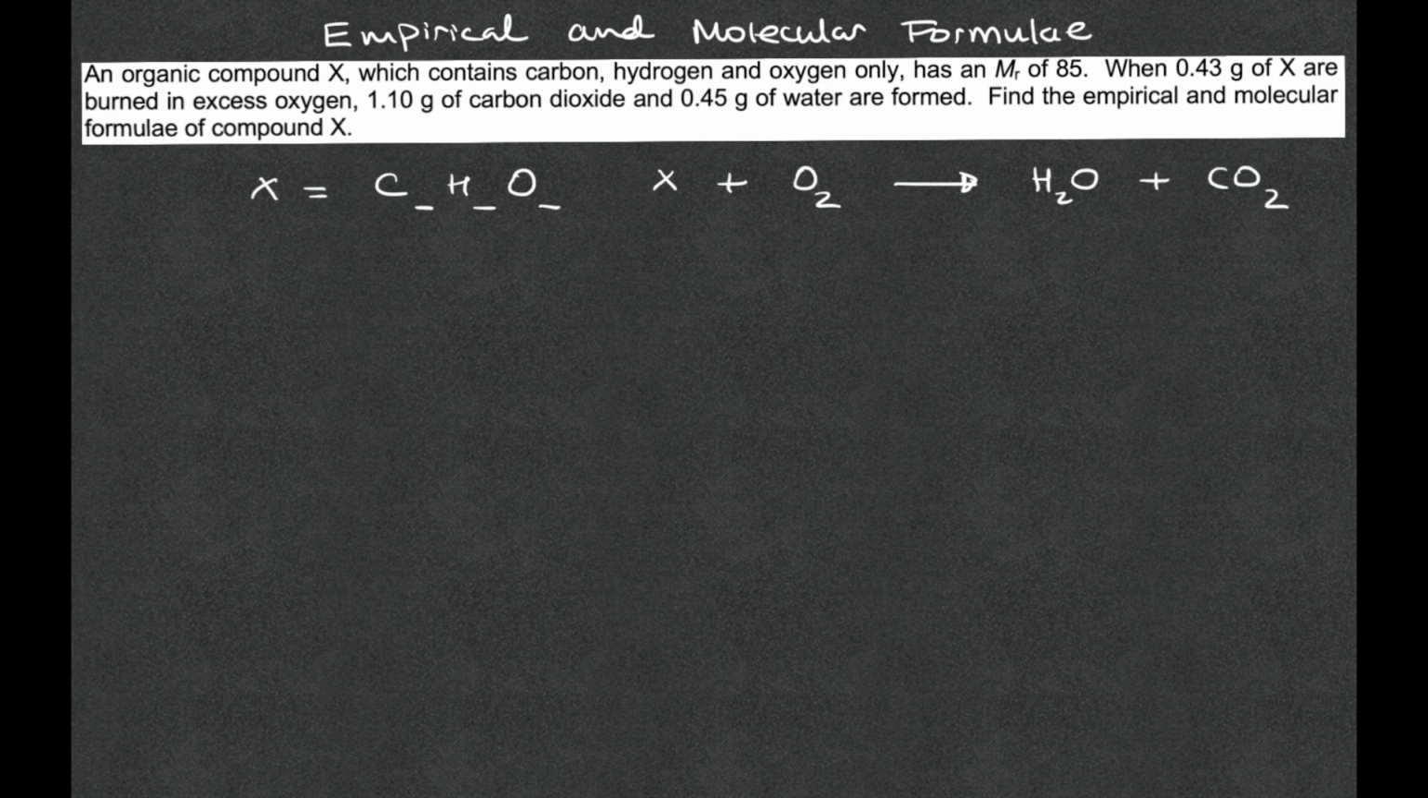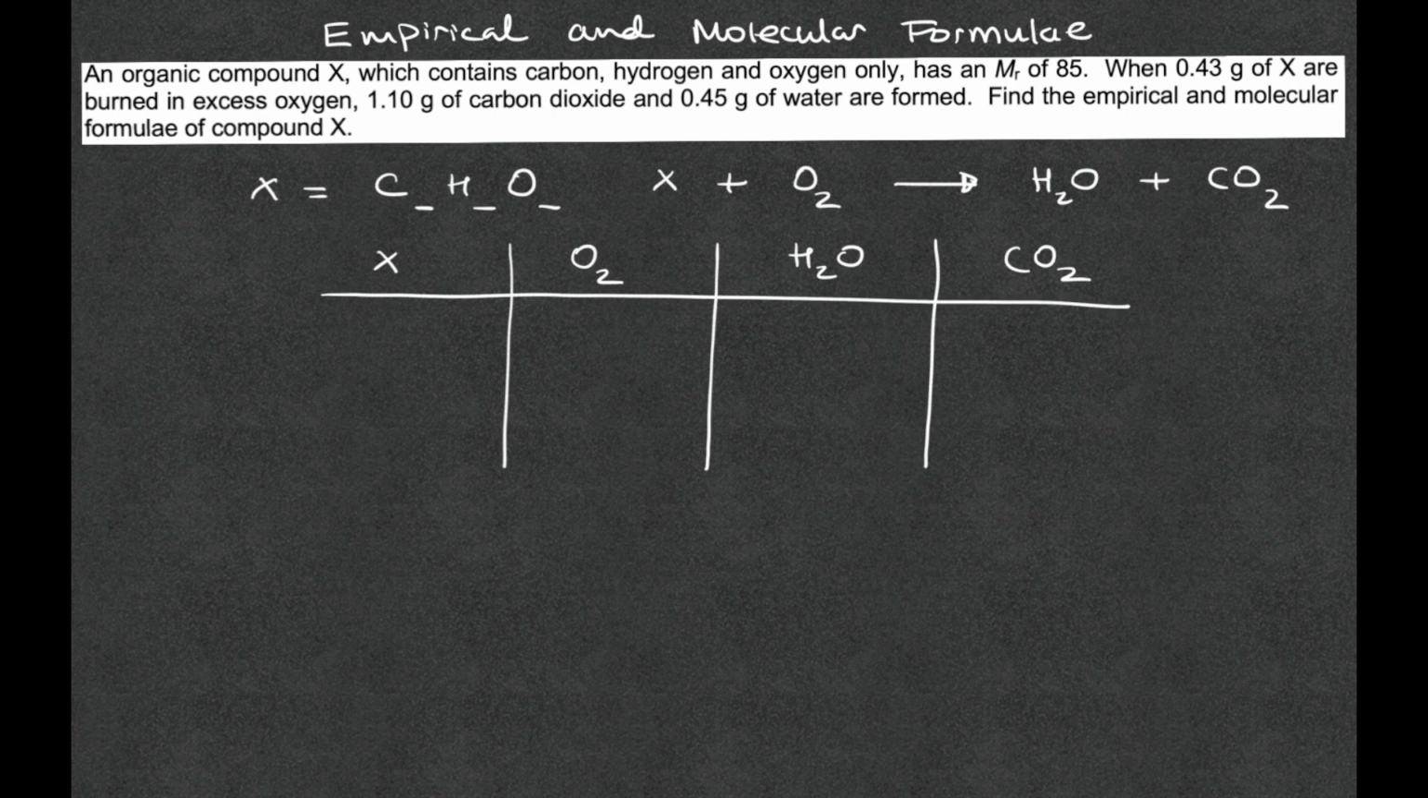Okay, so what I'm going to do is use the empirical formula method to work out the moles of each of the species over here, and let's go ahead and draw a table out. So we're given that X and O2 are reacting and we are forming water and carbon dioxide. So with that we are given the masses. We're given that 0.43 grams of X is burnt in excess of oxygen. Water is 1.1 and 0.45. Oops, no, that's the other way around, sorry. That should be 0.45 grams and 1.10 grams.